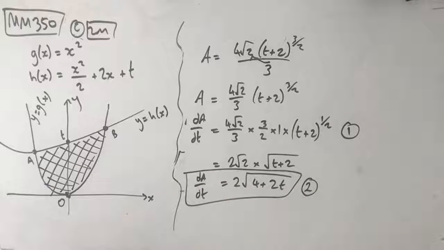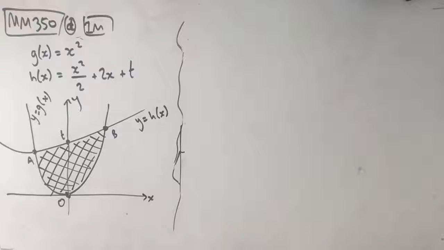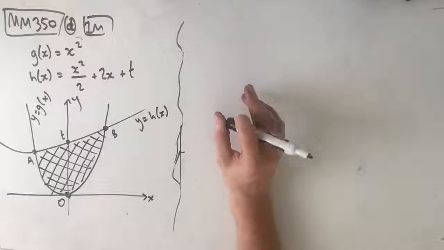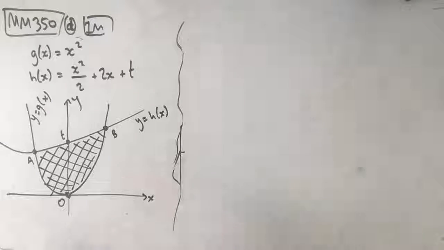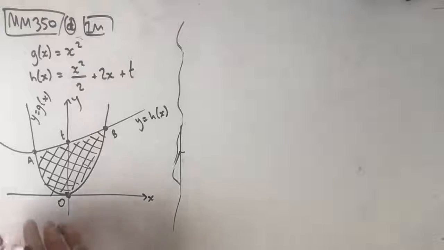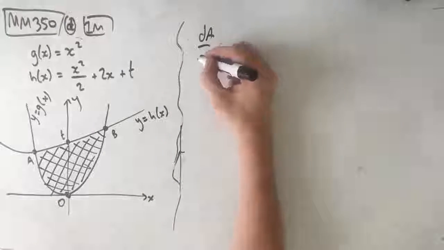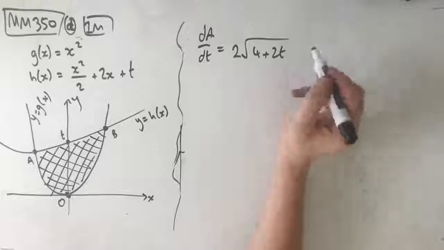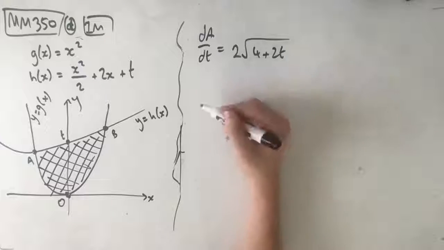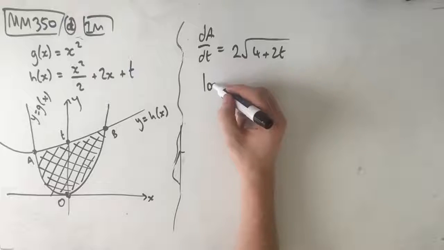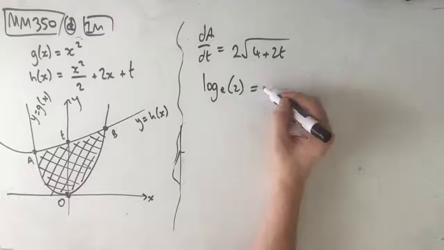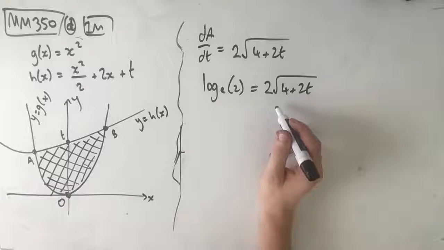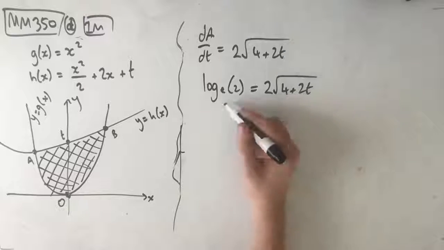So guys, that's it for part C. Let's move on to part D. So part D says find the value of t for which the rate of increase of the area of the shaded region is log e of 2 units squared per second. And so we know that dA/dt is equal to 2 root 4 plus 2t. And we know that we're looking for the rate of increase when it's log e of 2 units squared per second, which means that log e of 2 equals 2 root 4 plus 2t. And then from there, we can just simply solve for t. So divide both sides by 2.